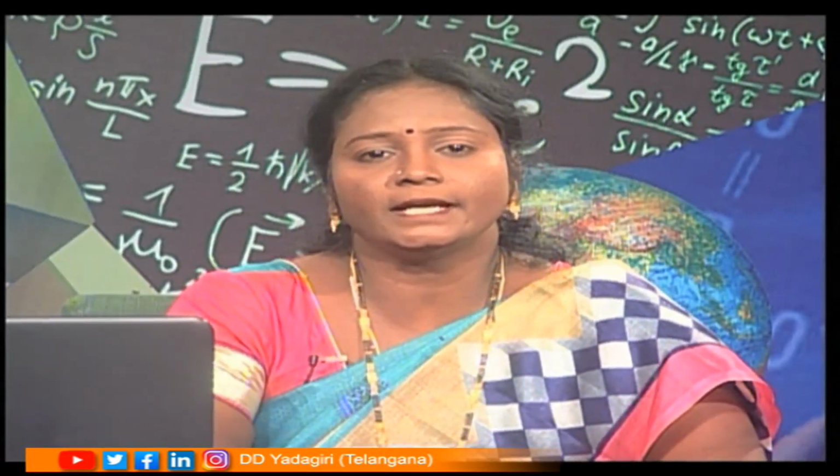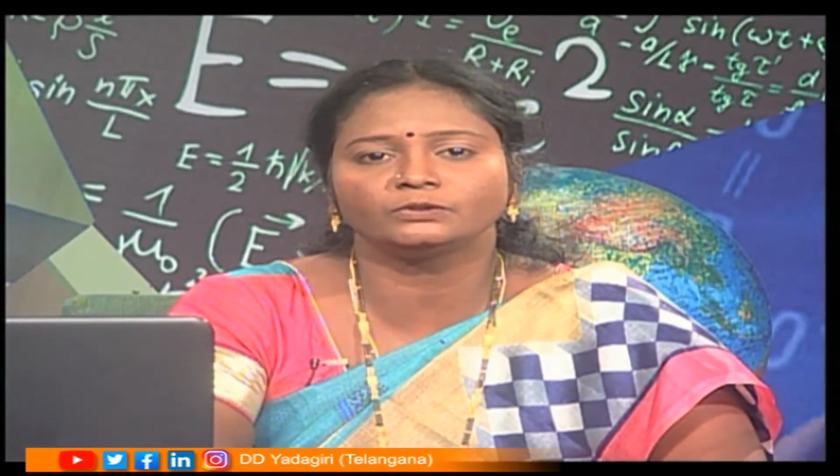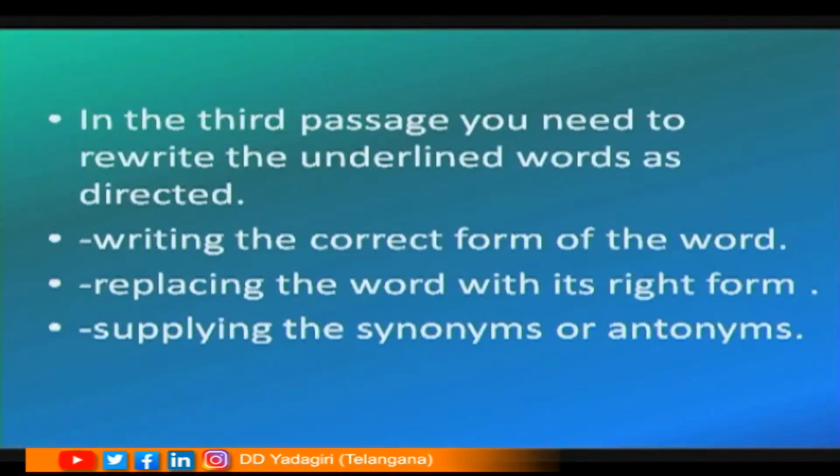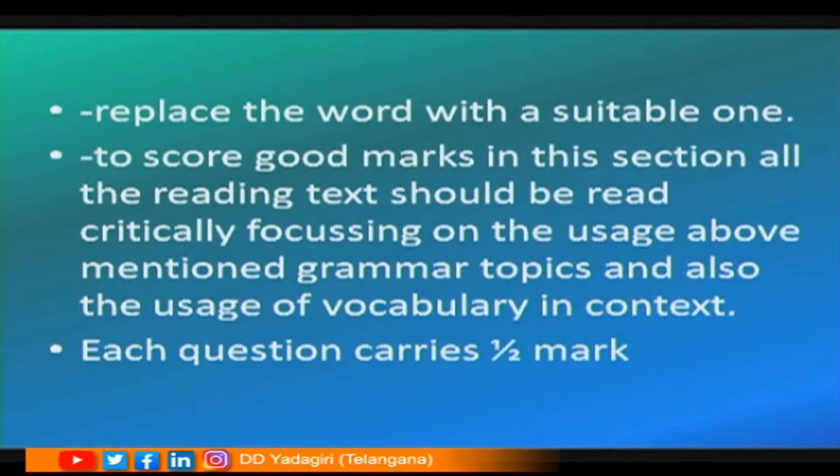Children, now let's see the instructions for question number 23 to 27. In the third passage, you need to rewrite the underlined words as directed. Writing the correct form of the word, replacing the word with its right form, supplying the synonyms or antonyms. Replace the word with a suitable one. To score good marks in this section, all the reading text should be read critically, focusing on the usage of the above mentioned grammar topics and also the usage of vocabulary in context.